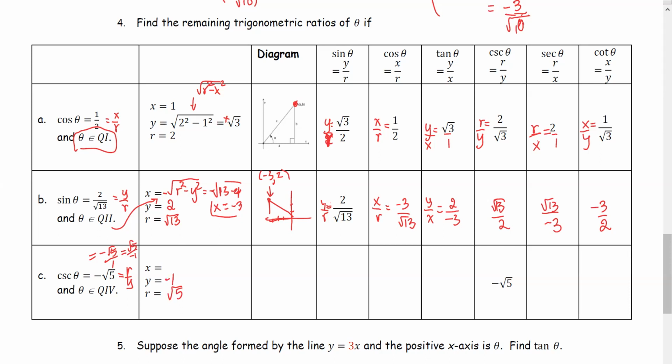And then we use r and y to find the x in the fourth quadrant. X is positive. So x is positive square root of r squared minus y squared, or positive square root of 5 minus negative 1 squared, which is 1. That returns the value 2 for x. So we have the ordered pair 2, -1, located in the fourth quadrant.